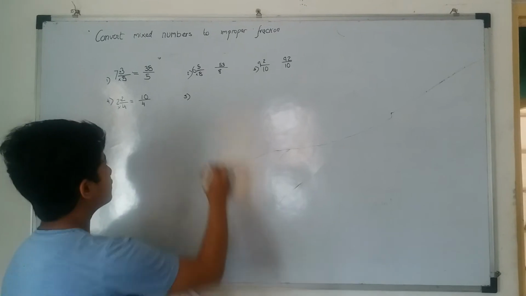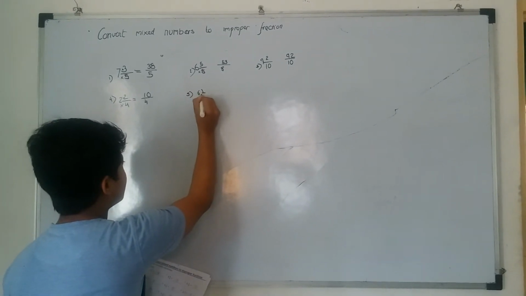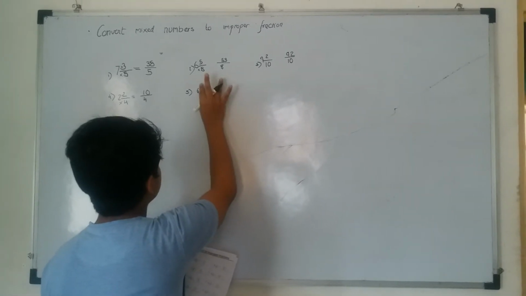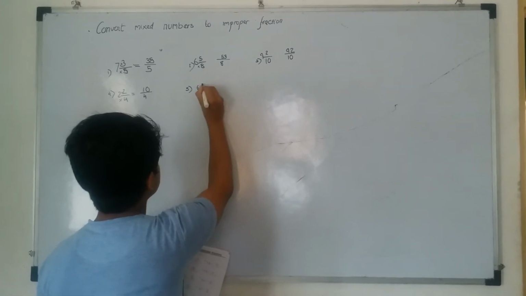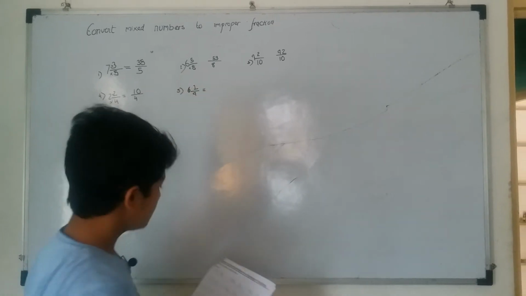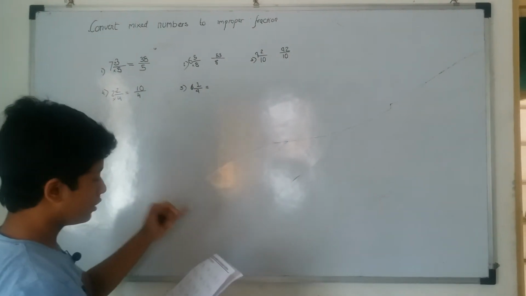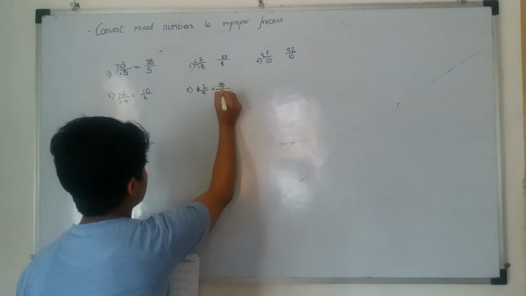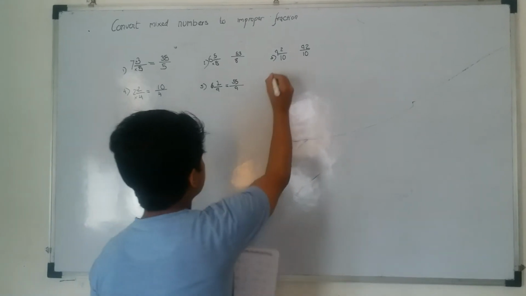Now fifth question, 6 1 upon 9. In this, it is not 61, it is 6 1 upon 9. See, 9 6s are 54 plus 1, 55. This one done.